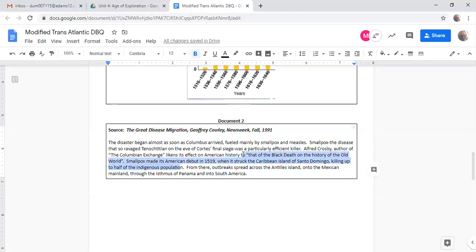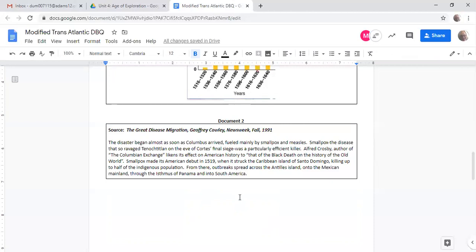So my evidence is a combination of basically these few sentences, right? I picked it was like the Black Death on Europe. It came to the Americas in 1519 on the island of Santo Domingo, and then killed up to half of the indigenous population. So that's a really strong piece of evidence to show the impact on the indigenous population.